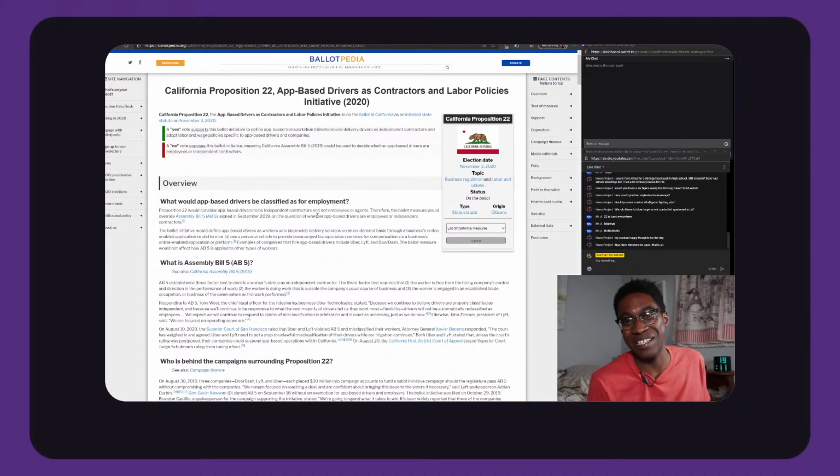Let's read that again, because that's what should make it so obvious. Voting yes on Prop 22 exempts app-based transportation and delivery companies from providing employee benefits to certain drivers.